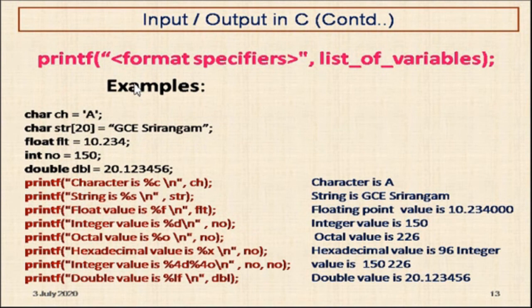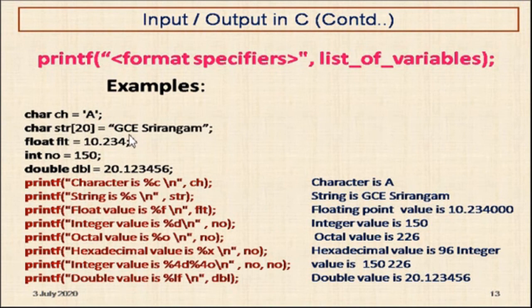Coming to the printf statement, see some other examples. Some constants are assigned here for character, string, float, integer, double, etc. And I am using some of the format specifiers. For printf, the character format is %c. You see here I have not given the ampersand symbol; for printf, we should give only the variable name. In c I have already stored A, so it will print the character available in the given variable, that is A.